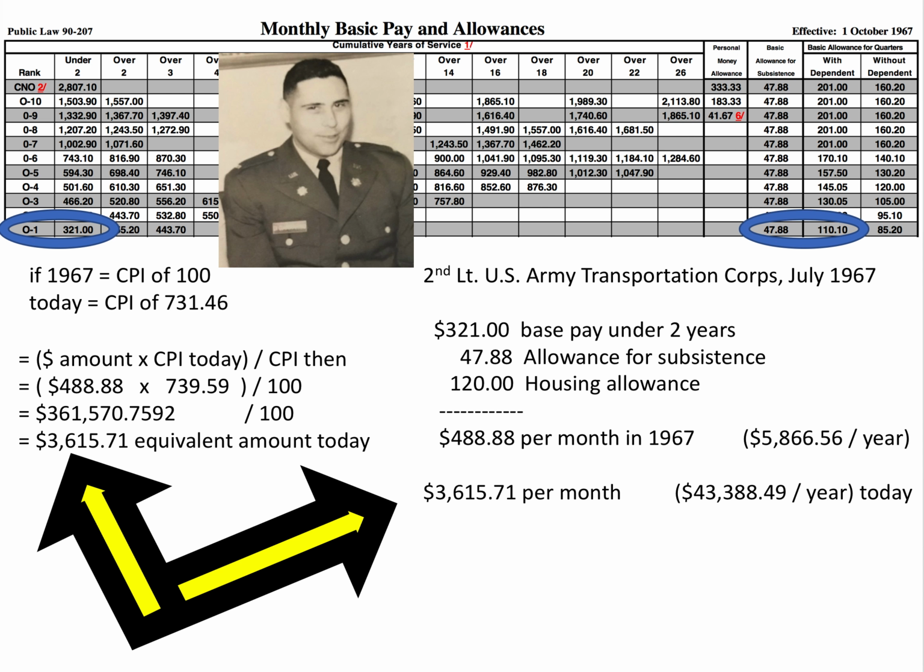So that meant that somebody making just under $6,000 a year, $5,800 and something in 1967, would have to make over $43,000 today in order to have the equivalent buying power. Remember, this is inflation that we're looking at.